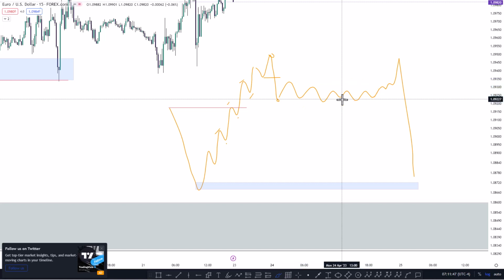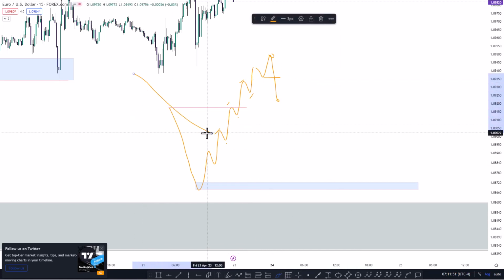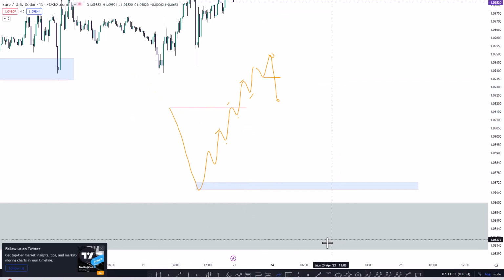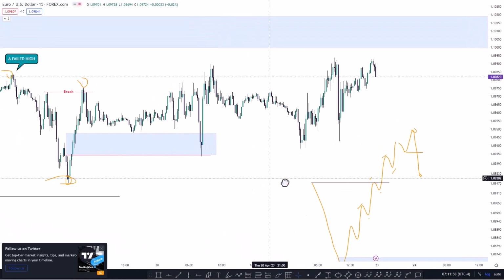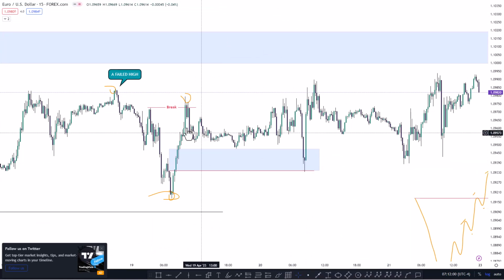Right? So, back to this point, back to this area of Euro USD, you understand that after this break, in order to confirm that the market is going to drop down, we need to break a structure we have here. So which structure?